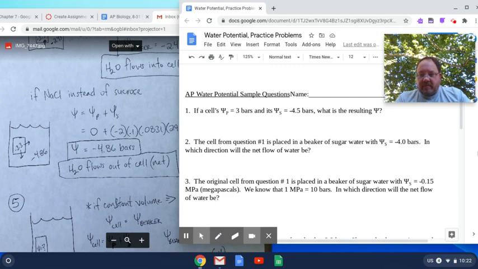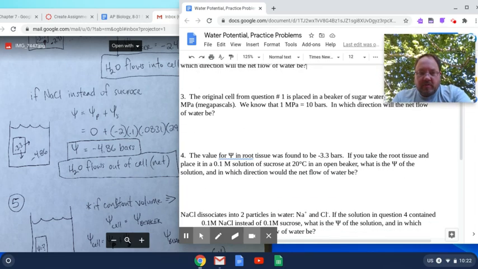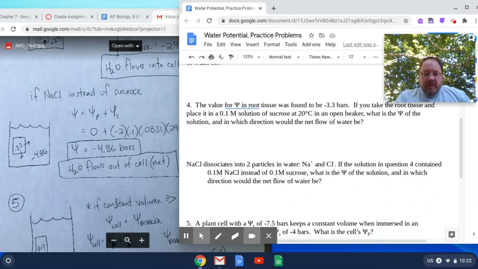Okay, if we look at problem 4, the value for water potential in root tissue is negative 3.3 bars. You take that root tissue and you place it in a 0.1 molar solution of sucrose at 20 degrees Celsius in an open beaker. What's the water potential of the solution, and which direction is water going to flow?